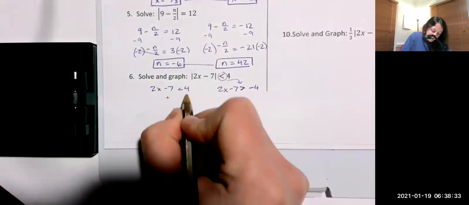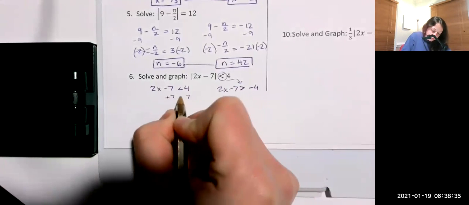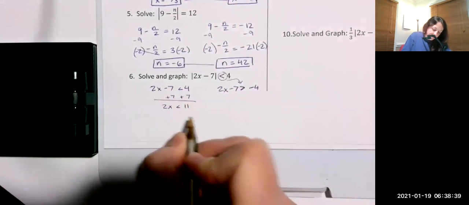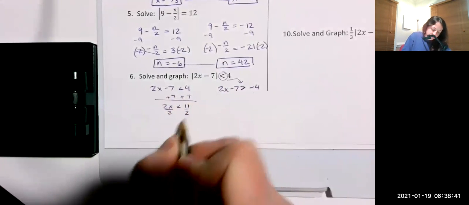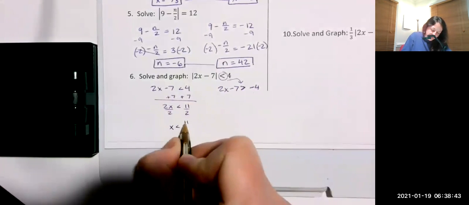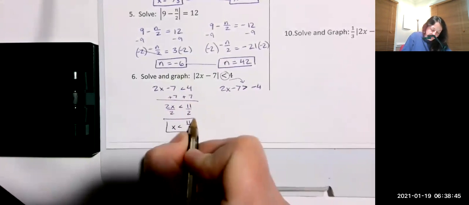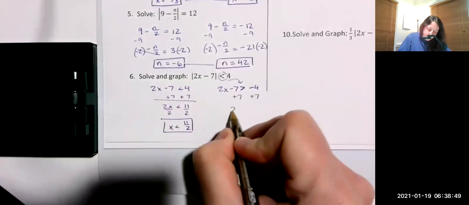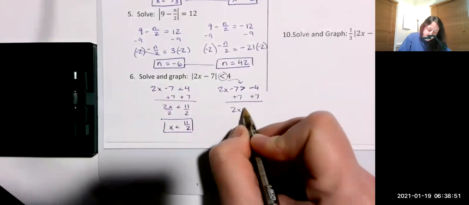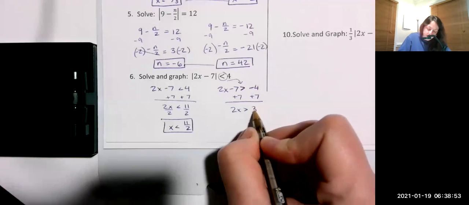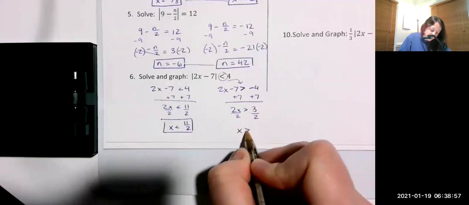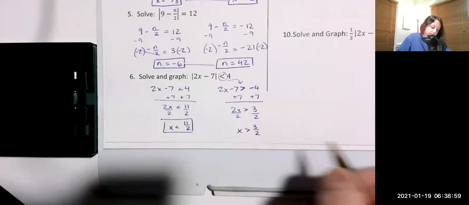Let's solve for x. So we add 7 on both sides. I get 2x is less than 11, and then I divide by 2. So I get x is less than 11 over 2. There's answer number 1. All right, add 7, I get 2x is greater than 3, and then divide by 2, and I get x is greater than 3 over 2.